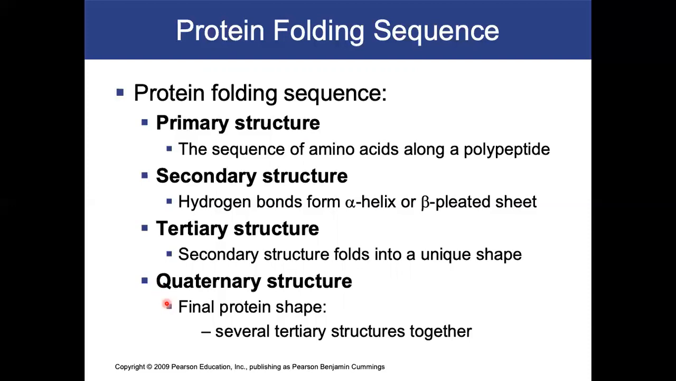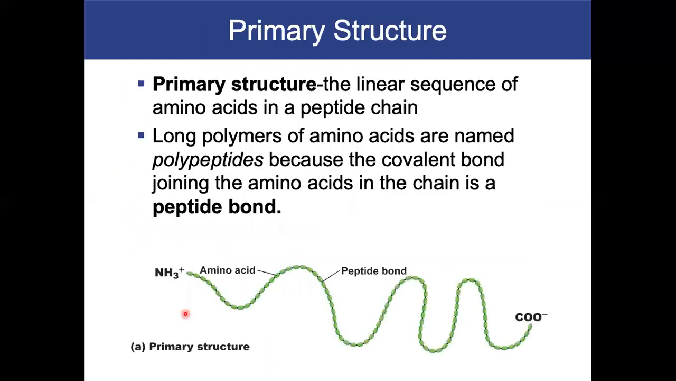This usually happens in the rough endoplasmic reticulum. This gets shipped to the Golgi, and then the Golgi is going to put it together to be functional and then ship it out. So it's either going to stay inside the cell or get kicked out of the cell. Here's a primary structure. So this is just an amino acid stuck to amino acid, stuck to amino acid. These are called polypeptides because the covalent bonds are a peptide bond.